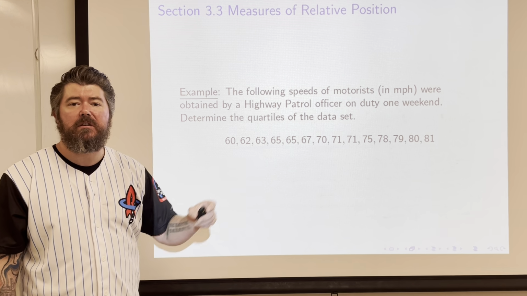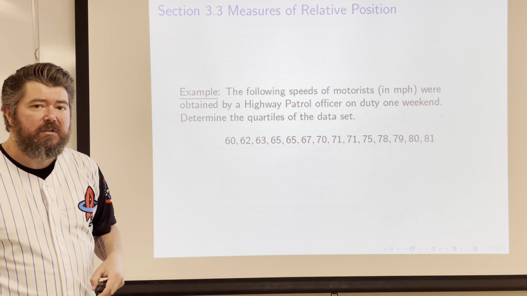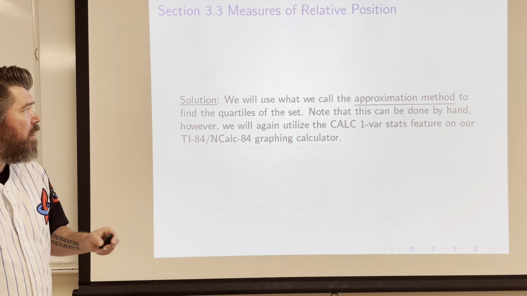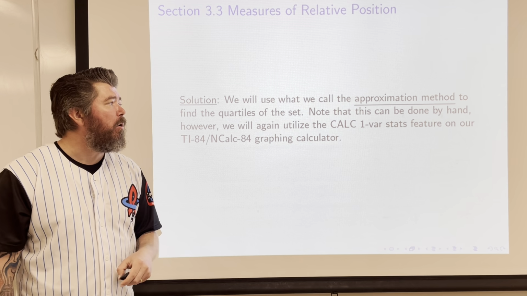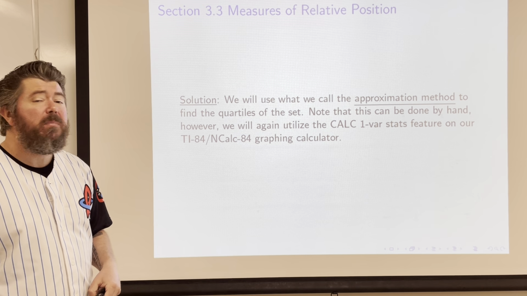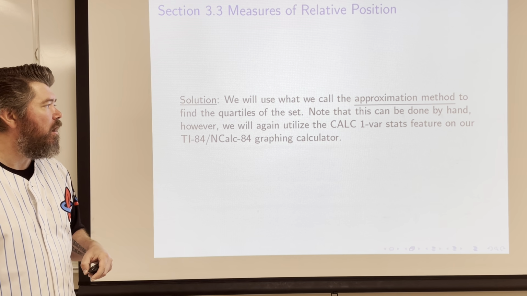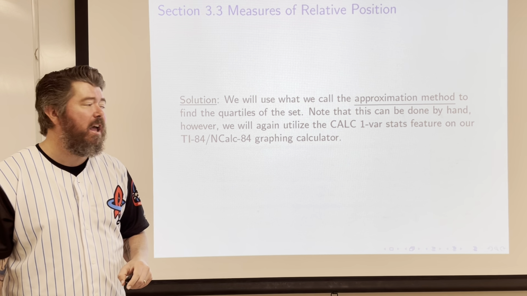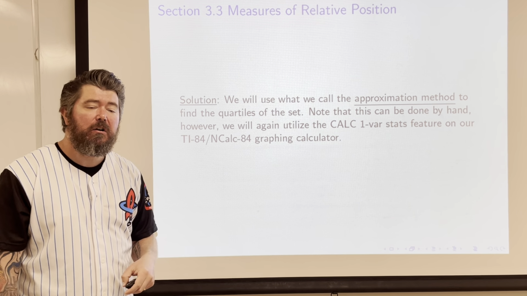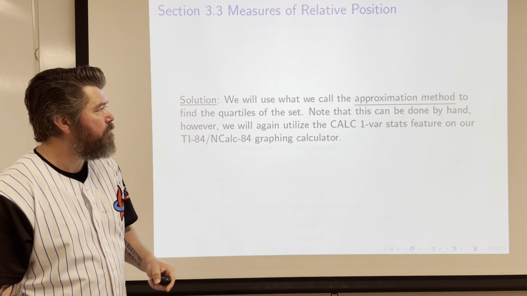60, 62, so these are all speeds of cars that the highway patrol officer used his radar gun on and obtained. We will use what we call the approximation method to find the quartiles of the set. Note that this can be done by hand. However, again, we'll use our TI-84 or NCalc-84 smartphone app to calculate our quartiles. And our key is going to be this 1-Var Stats again.